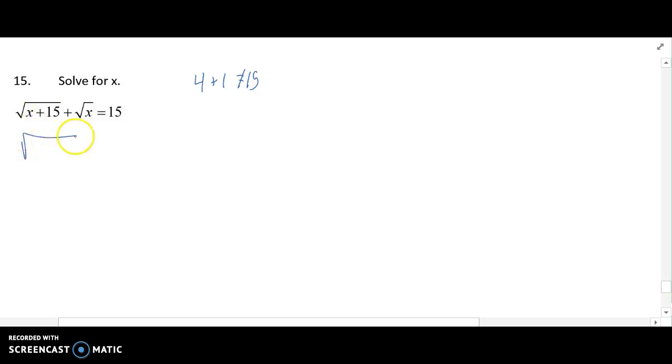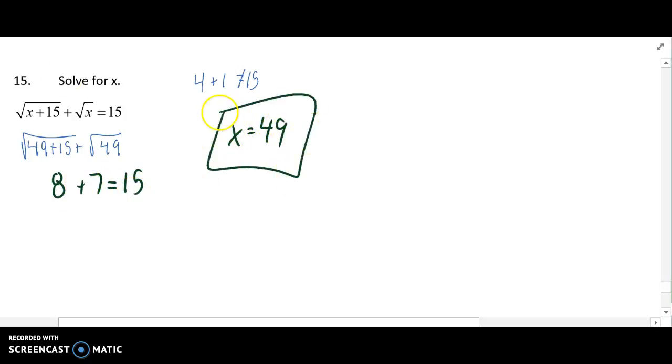Just a little bit of trial and error. I could go through a bunch of them, and I'm really fast forwarding here. If I plug 49 in for x, that's the square root of 49 plus 15 plus the square root of 49. Is that equal to 15? Well, 49 plus 15 is 64. The square root of 64 is 8. The square root of 49 is 7. 8 plus 7, yes, that equals 15. So x is equal to 49. Certainly other ways to do that one, but trial and error is really the way that I would see to approach that one.